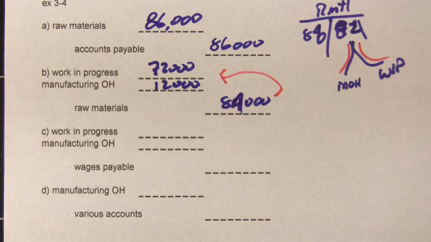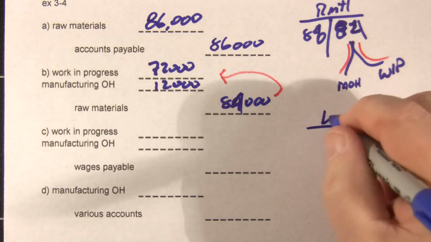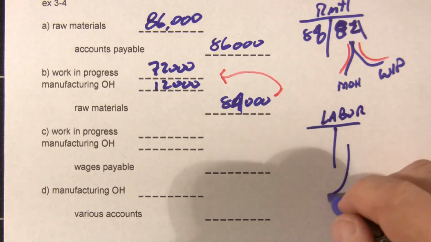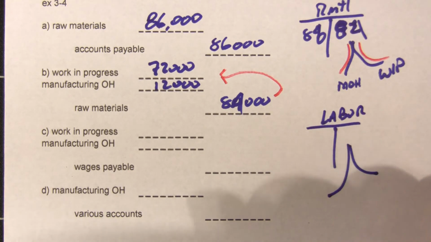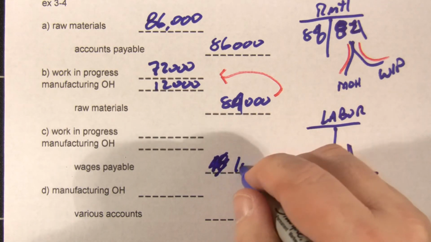Now, the next thing it tells us is that total labor was $108,000. Of this amount, 105 was for direct labor and the remainder for indirect labor. So again, this is exactly the same as we had done earlier, only now instead of raw material, we have labor, and we're taking it out of labor, and again, it's going two places, work in process or manufacturing overhead. So they tell us the total was 108,000.